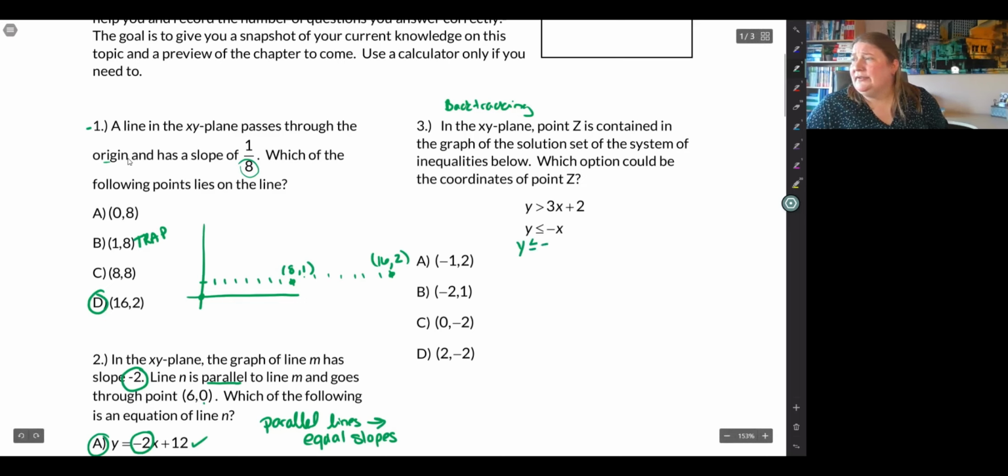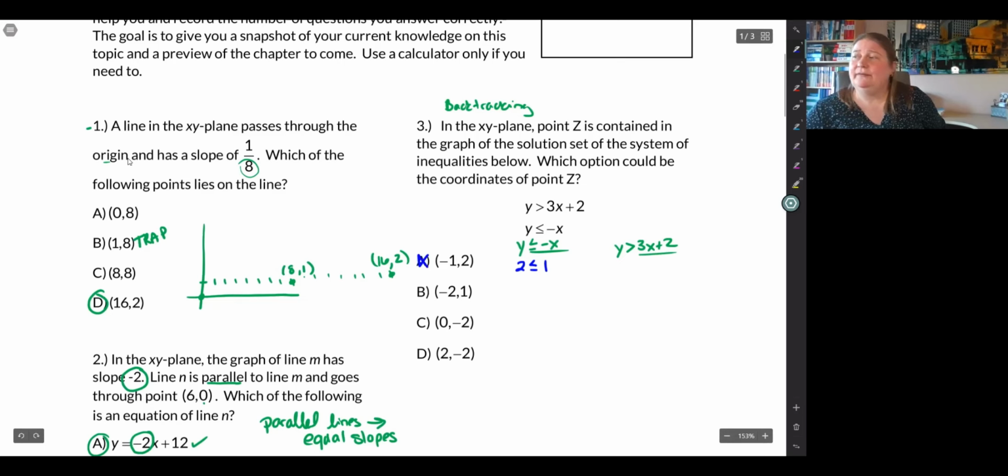So y is less than or equal to negative x. That'll be the first thing I check. If that checks out, then the second thing I'll check is whether y is greater than 3x plus 2. Let me just change colors here so it doesn't get too muddled. Remember, y is the second one. So we're going to put the 2 in here, and we're wondering, is that less than or equal to the negative of -1, which would be +1?